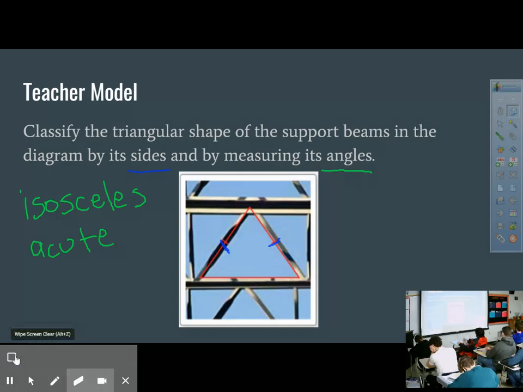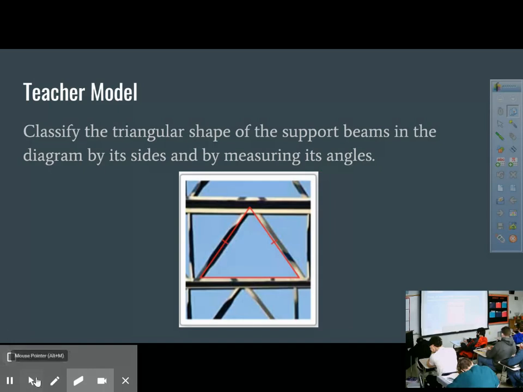Would it not be equilateral? No, this one down here would have to be marked congruent. Oh, okay, that's crazy. Sorry, I'm a bit dumb today.